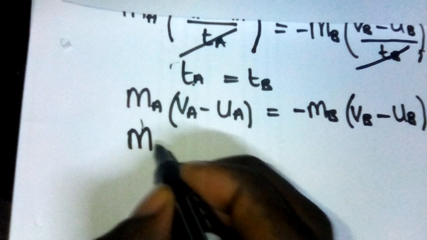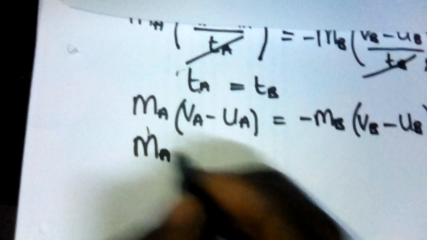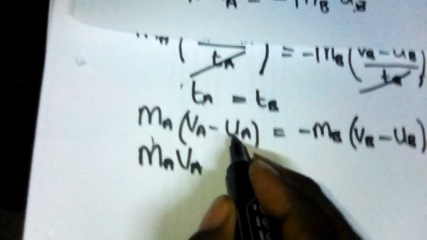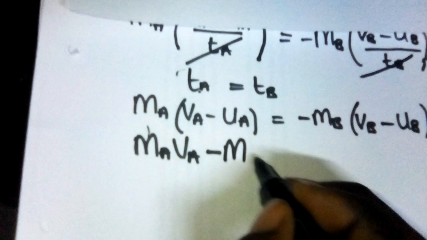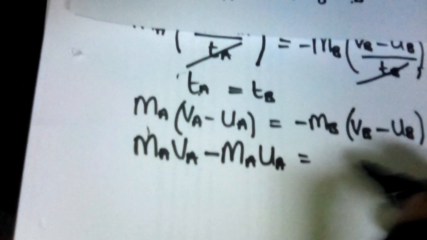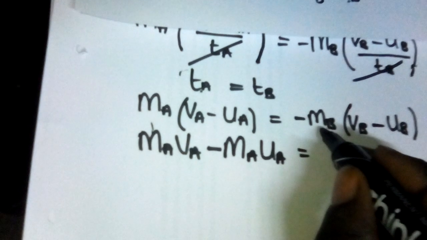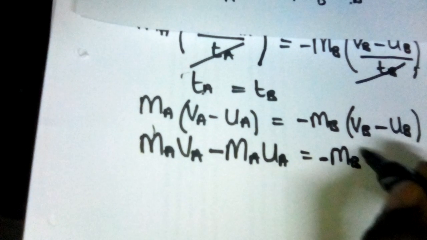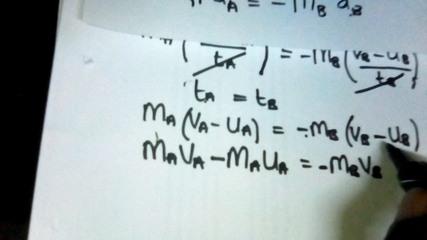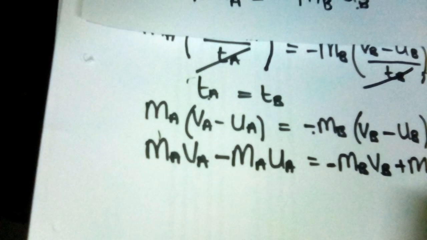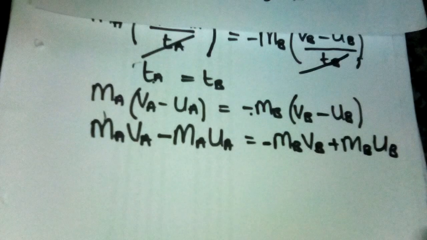And so in expanding this particular equation, we're going to have mass of A multiplying the final velocity of A, and mass of A multiplying the negative initial velocity of A, that is the negative mass of A and the initial velocity of A. This is equal to, multiplying this by this, minus mass of B and the final velocity of B, and negative times negative is positive, mass of B and the initial velocity of B, like that.